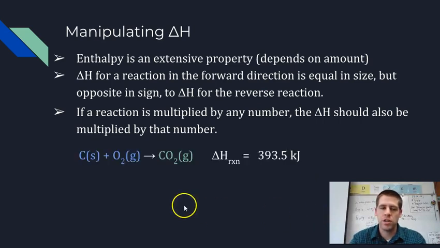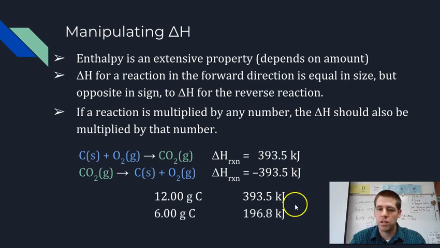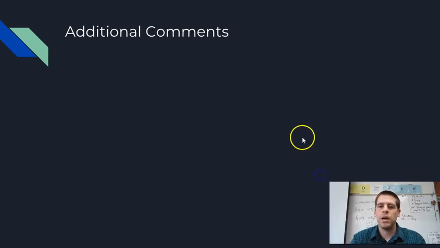So here's a couple examples. So we have carbon and oxygen producing carbon dioxide. It's endothermic, but if we reverse the reaction, then it becomes exothermic. Notice that it's the same quantity, it's just we've flipped the sign. If we have 12 grams of carbon, that's 1 mole, and so that's going to be 393.5 kilojoules. If we have half as much carbon, we're going to produce or require half as much energy. Same thing here. If it's written in moles, if we have 1/10 of a mole, it's going to be a tenth of the energy.